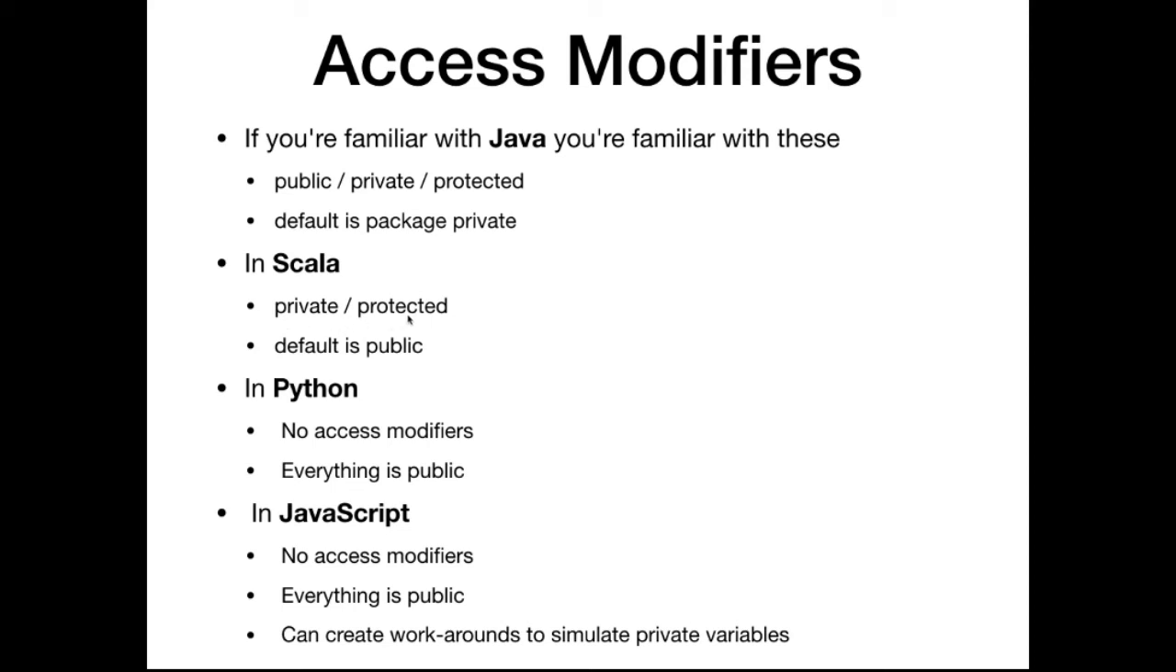Scala has private and protected, and default is public. There's no package private. So default is public. We just say everybody by default has access to everything. And that's what I'll stick with. I'll stick with the default. Everything's public.